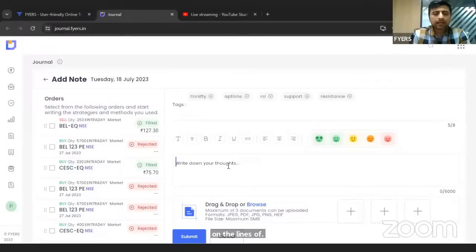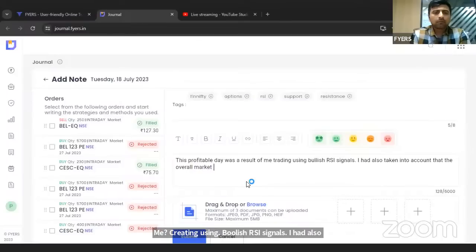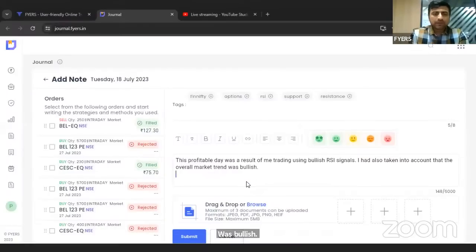तो आई विल से दैट this profitable day was a result of me trading using bullish RSI signals. I had also taken into account that the overall market trend was bullish. तो ऐसे यहाँ पे, और यहाँ पे मैं बुलेट पॉइंट्स भी लगा सकता हूँ.